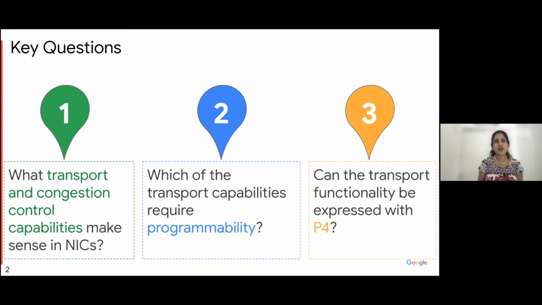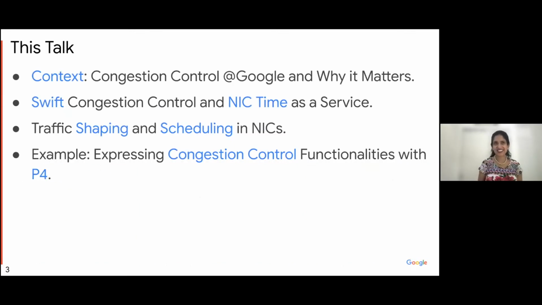What transport and congestion control capabilities make sense in NICs? Which of these transport capabilities actually require programmability versus which of them can actually be baked into hardware? And can the transport functionality be expressed using P4? So in the rest of the talk, we are actually going to touch upon a sliver of these questions.